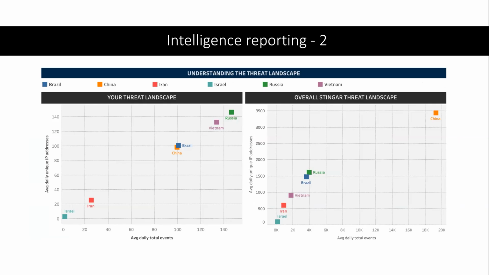This is another snapshot from the same report that compares your threat landscape on the left with overall Stinger. And it's really focusing on the top nation states: Russia, China, Vietnam, Brazil, and Iran. If you notice here on the left, for the last month, Russia seems to be a top country in terms of attacks, while for overall Stinger, we see more attacks from China. So this kind of reporting can be developed for all partners where they can review their landscape and compare it with an overall Stinger benchmark.